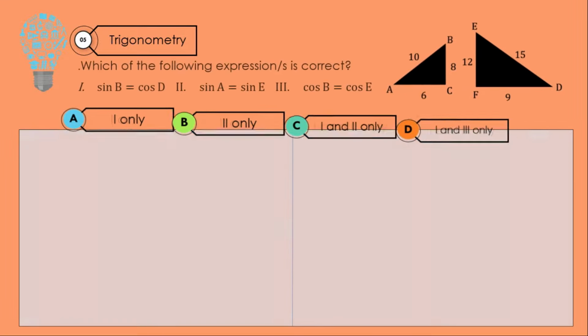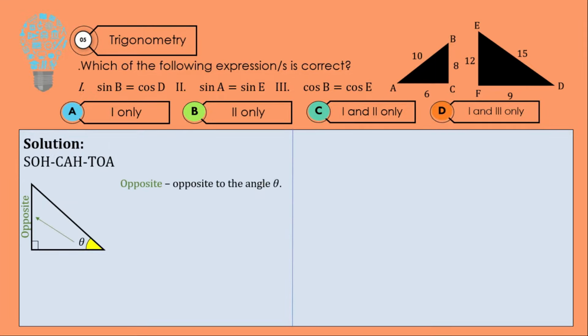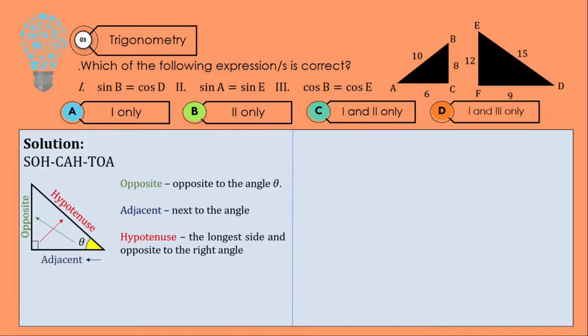To solve this problem, let me introduce you to the famous SOHCAHTOA. Let me first discuss the parts of a right triangle where we can use the famous formula. We have here a right triangle with angle theta. The side opposite to the angle is known as the opposite, while the side next to the angle is called the adjacent. And the side opposite to the right angle is the hypotenuse, which is also the longest side.